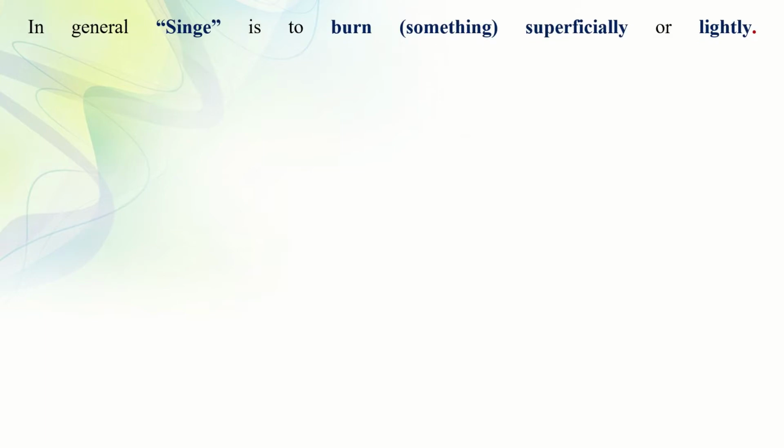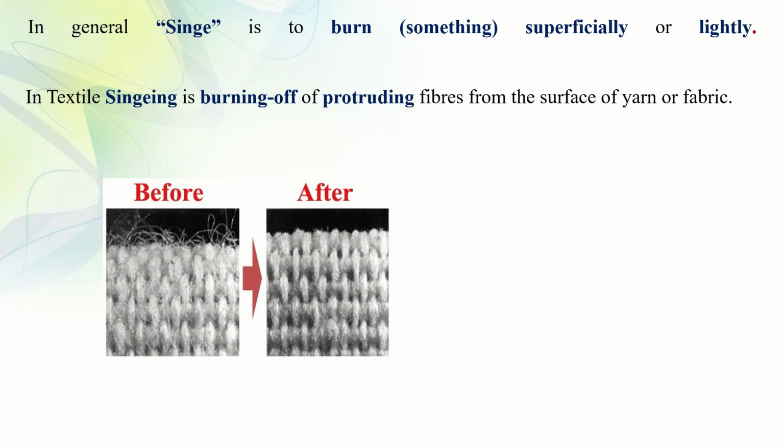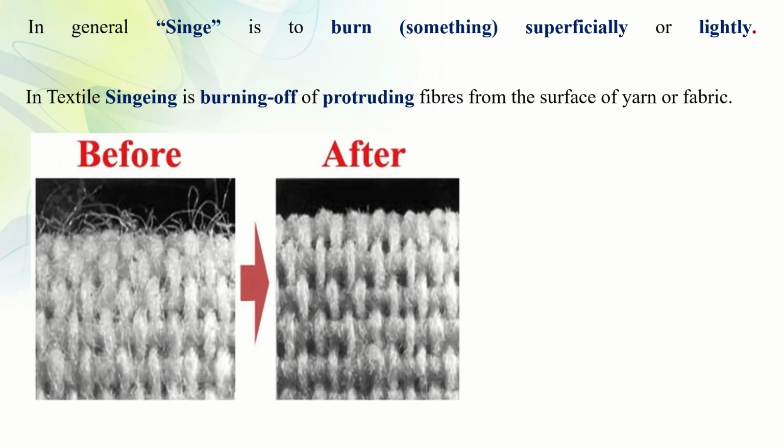In general, to singe is to burn something superficially or lightly. In textiles, singeing is the burning of protruding fibers from the surface of yarn or fabric. Protruding fibers are not firmly bound to the yarn or fabric structure.